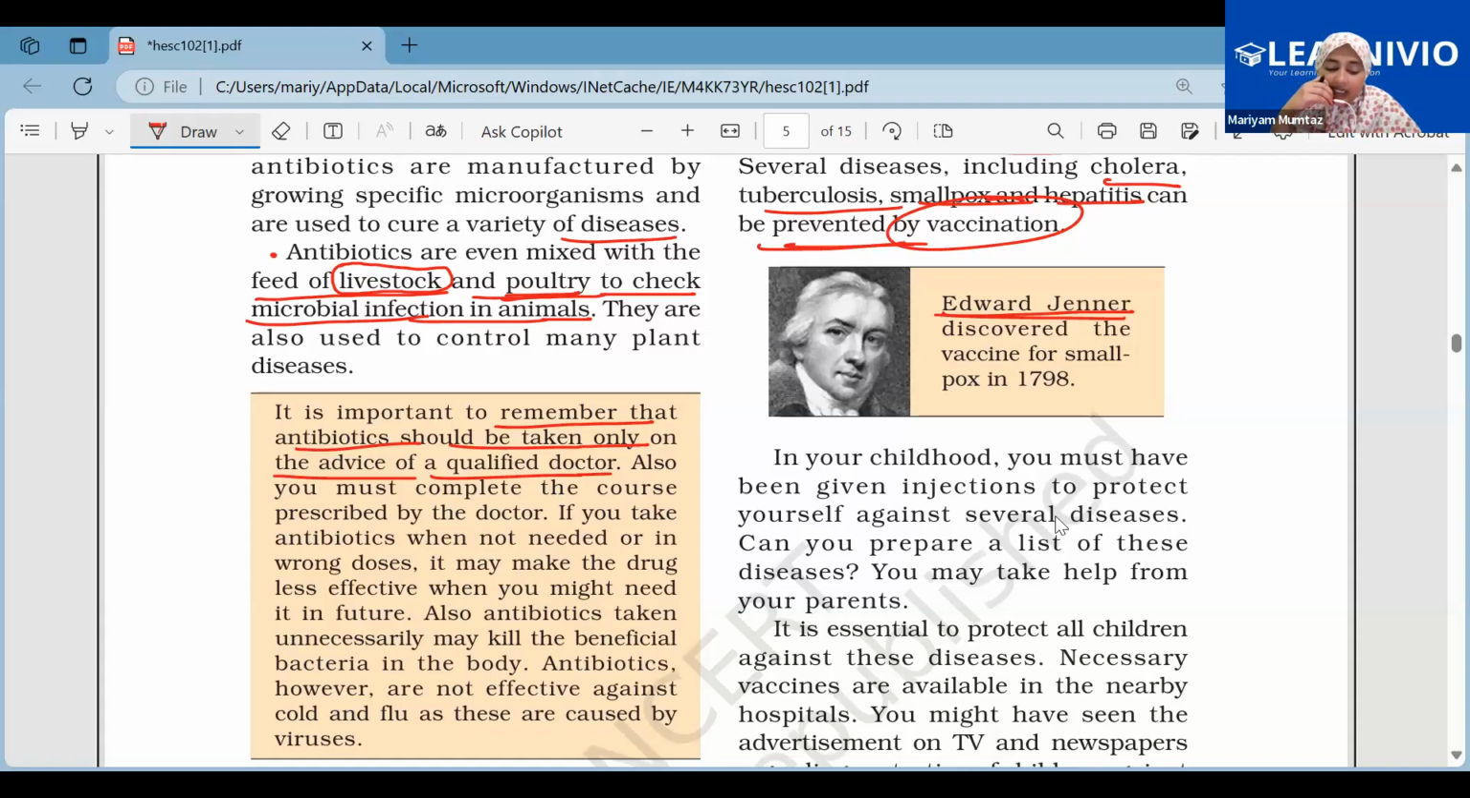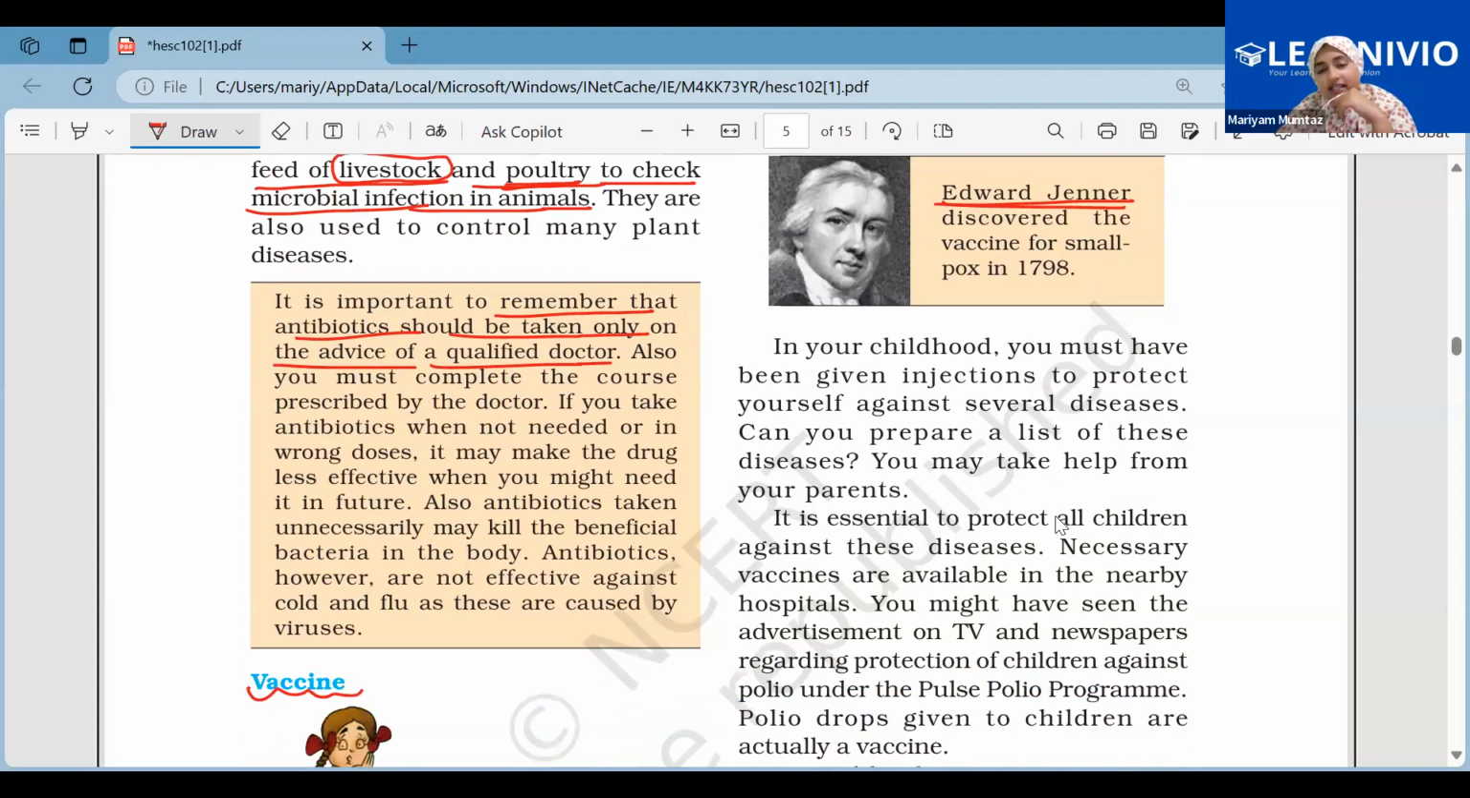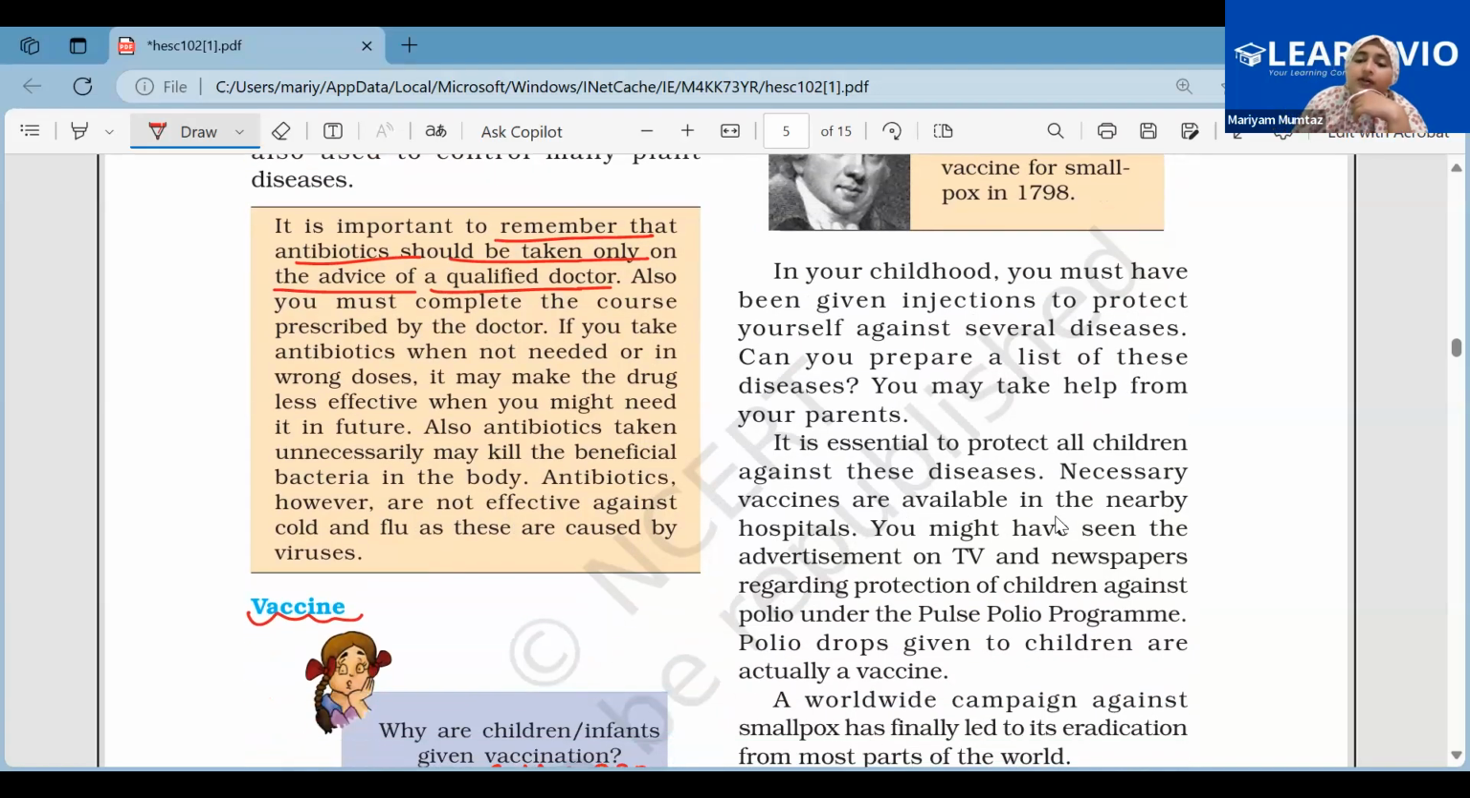Do you know the meaning of eradication? Eradication means completely wiped off. It's not present anymore. So no one gets this disease because of vaccination. It has been completely killed, all the pathogens. Now, the injections are very important for us to be protected from a variety of disease causing microorganisms. Also, it is essential to protect all the children against these diseases.